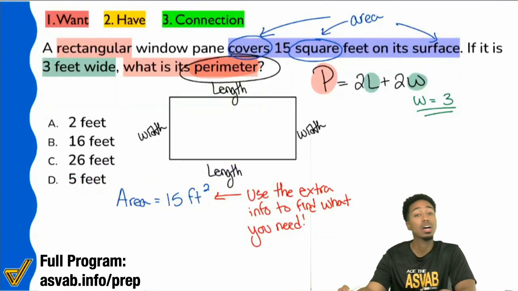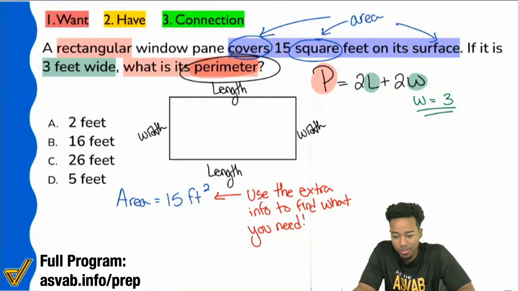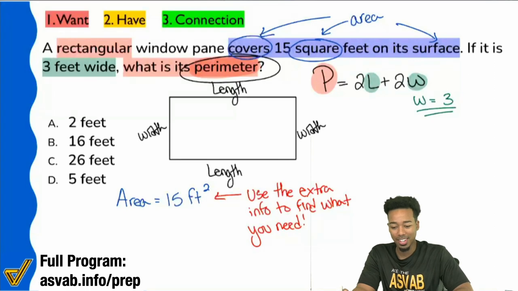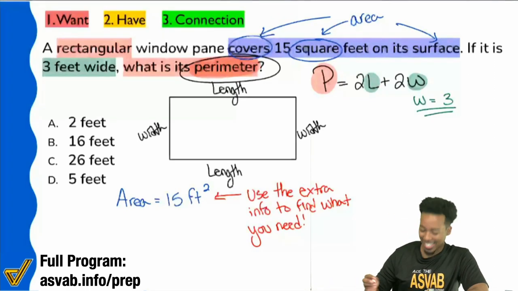Would someone be so kind and give me the formula for the area of a rectangle in the chat box? Please do. Give me the whole thing. Area equals what? Theory, thank you. And you gave me the converse there to find the length by itself. I appreciate that. Thank you. But yeah, it's going to be area equals length times width.